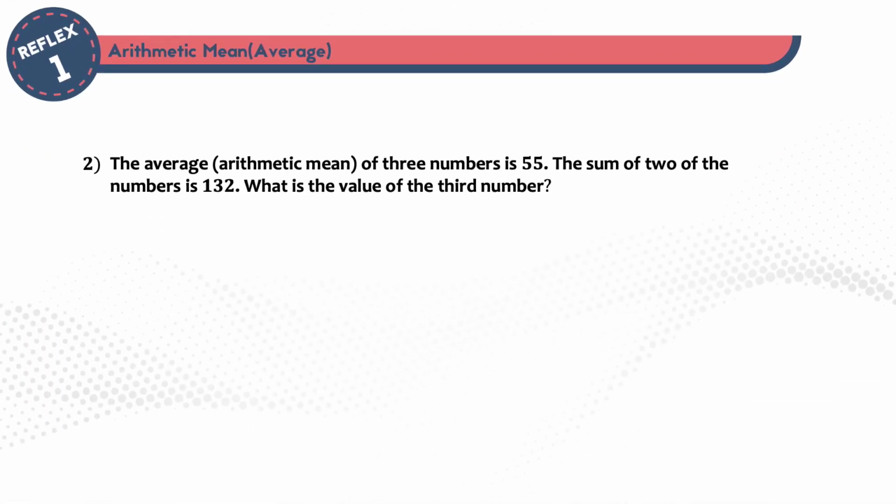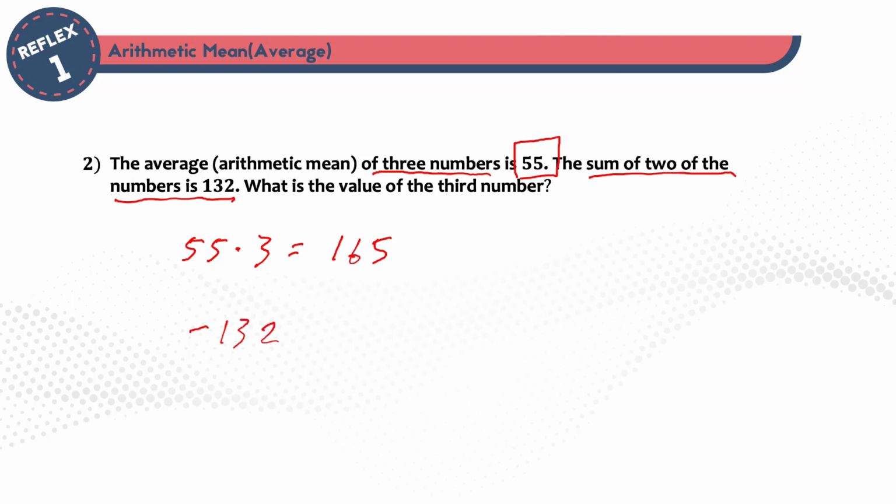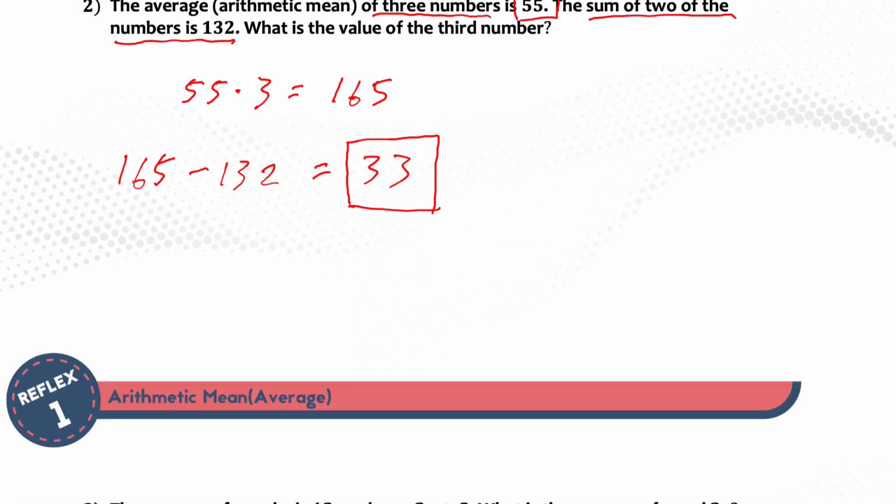Number 2, the average or the arithmetic mean of 3 numbers is 55. The sum of 2 of the numbers is 132. Then what is the value of the 3rd number? Okay, if the average is 55 and we got 3 numbers, so 55 times 3 is equal to 165. This is the sum of items. And the sum of 2 of the numbers is 132, so we can subtract that from the sum of 165. And we get 33. This is the value of the 3rd number. Done.